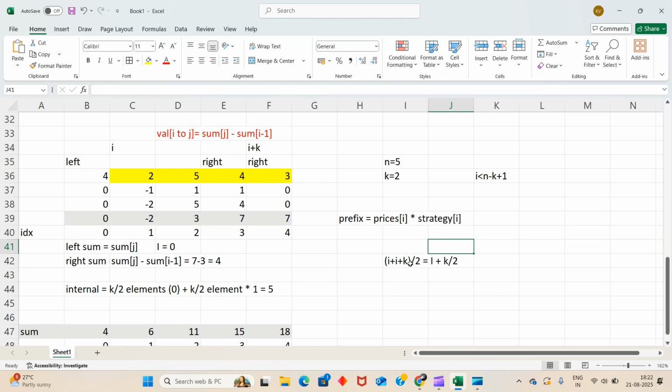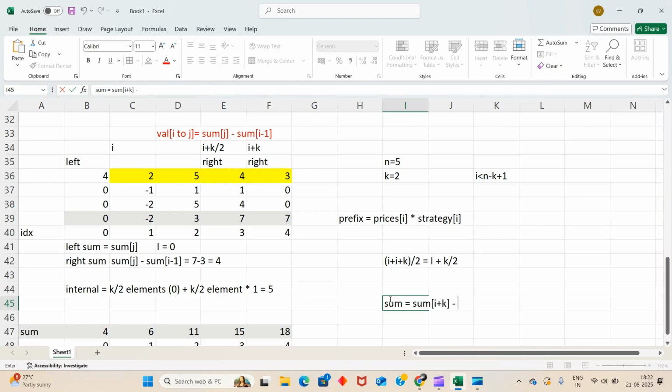Okay. That means this is what we got. This is i plus k by 2. So I want to focus on this i plus k by 2 to i plus k. I want to find this sum. So similarly, this is i and this is j. Okay. So what will be the sum? Sum of i plus k minus sum of i plus k by 2 minus 1, as per our formula.